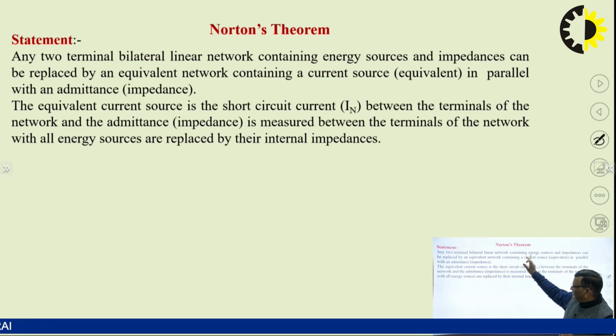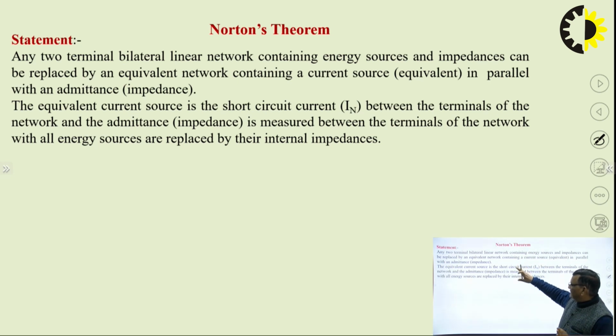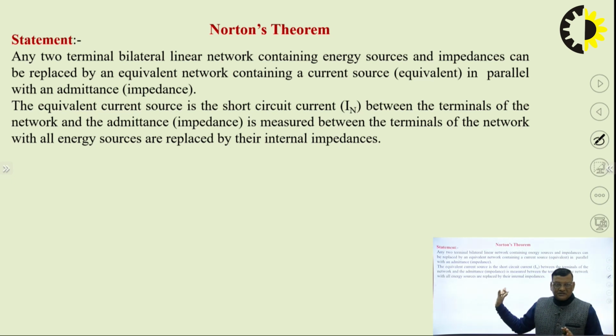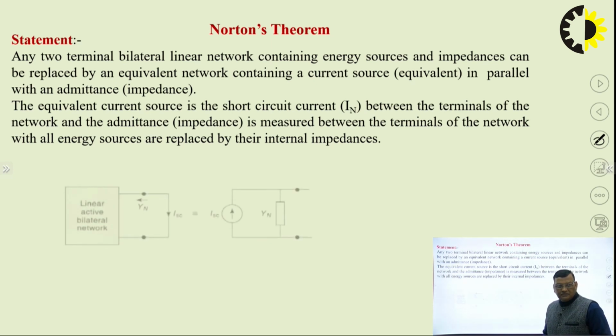So we can see there are so many similarities between the statements of these two theorems. We just take the duality of the variables, and we can easily write the statement of Norton's theorem. And the procedure to find Zn is the same for the Thevenin's impedance as well as Norton's impedance. First, let me explain the importance of this theorem.